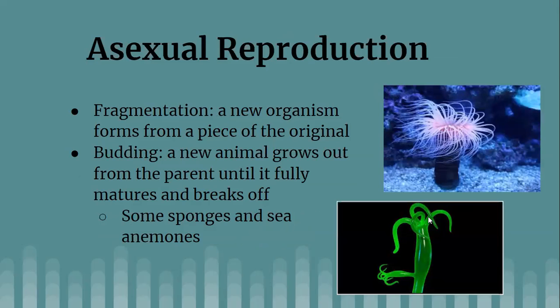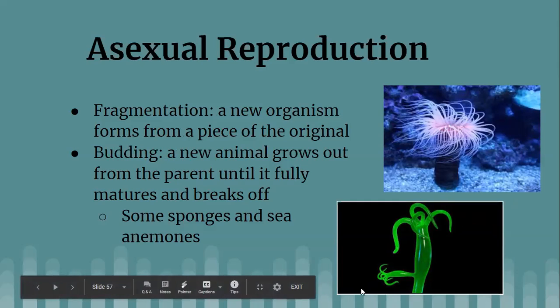So like I just said, fragmentation is just a piece of it falls off and then it creates a brand new organism, just like a sea star. And then budding is just like this. Yes, the child will break off, but it makes sure that it's matured first. So it does not grow on its own. This little piece does not grow on its own if it's off of the parent.